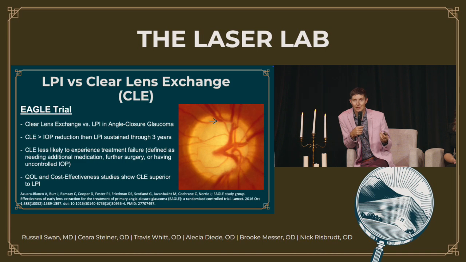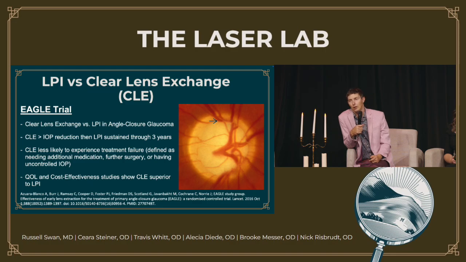The more important study that I think has really gained a lot of traction is the EAGLE trial. What the EAGLE trial asked was, what about those patients with angle closure glaucoma? Do they have better outcomes if we go straight to a clear lens exchange, even if they're pre-cataract, versus doing an LPI? And the data is very definitive that the cost effectiveness, quality of life, and number of treatments needed were lower in the clear lens exchange group than in the LPI group.